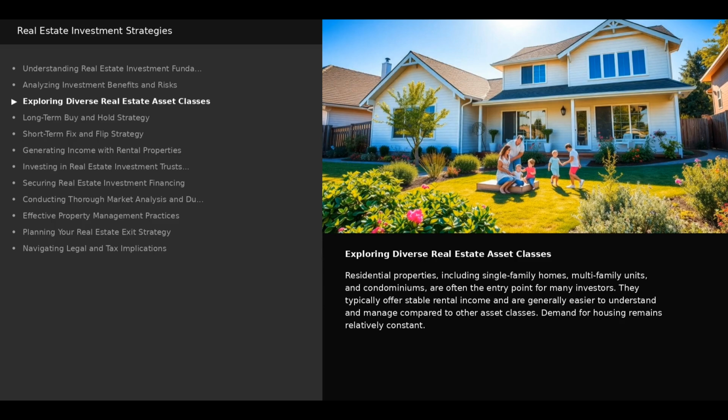Exploring diverse real estate asset classes. Residential properties, including single-family homes, multi-family units, and condominiums, are often the entry point for many investors. They typically offer stable rental income and are generally easier to understand and manage compared to other asset classes. Demand for housing remains relatively constant.